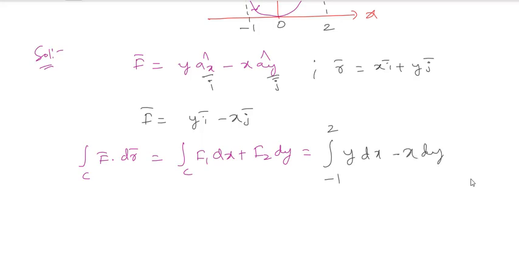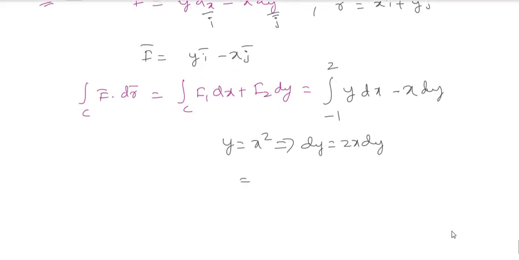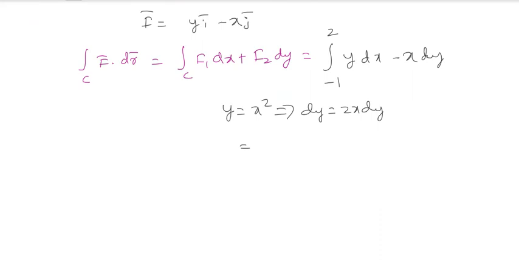The parabola they had given, y is equivalent to x square. Am I right or not? So from this, dy is equivalent to 2x dx. So substitute that in the integral here. If I substitute that, x varies from -1 to 2. I'm just converting in terms of x. So y is x square dx, minus x into dy, which is 2x dx. So 2x square minus... so you'll have minus x square dx. Am I right or not?